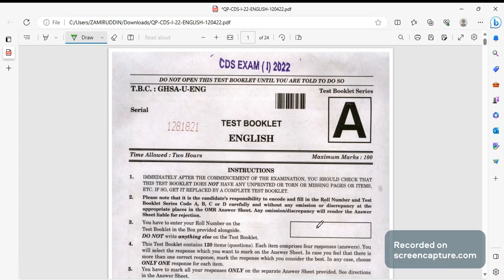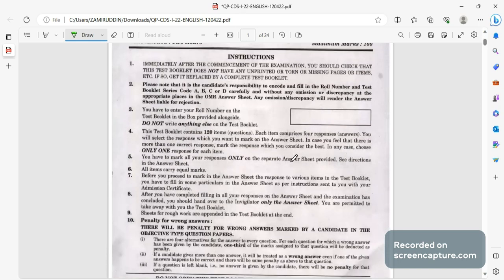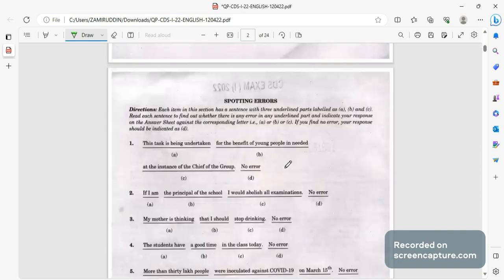Jai Hind. In this video, we are discussing the CDS 1 2022 English paper answers for set A. We will discuss all of the papers' answer keys, and this is very useful because if you revise all the previous papers, you will get to know what kind of questions are being asked. So, let us directly move towards the questions without wasting our time.